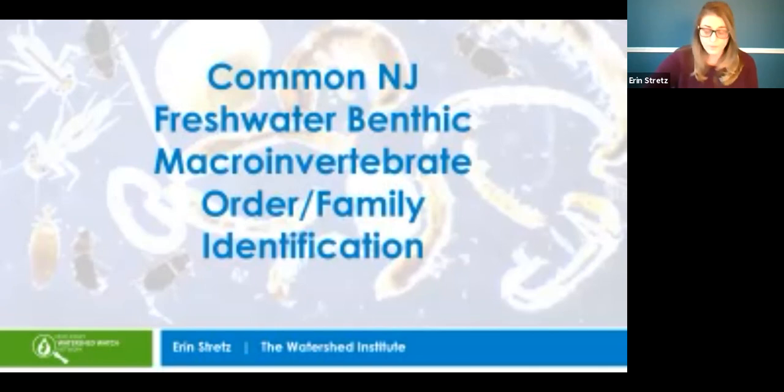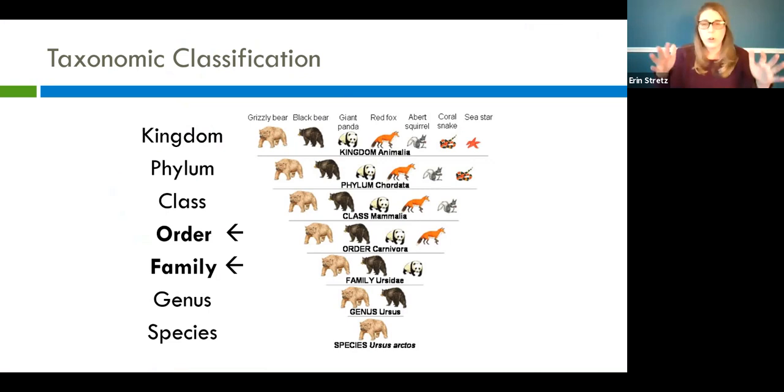Tally the actual individuals of a certain number of these bugs. So we're looking at our organisms at the order and the family level. So where this lies on the taxonomic tree, for this you can look at the grizzly bear, right?